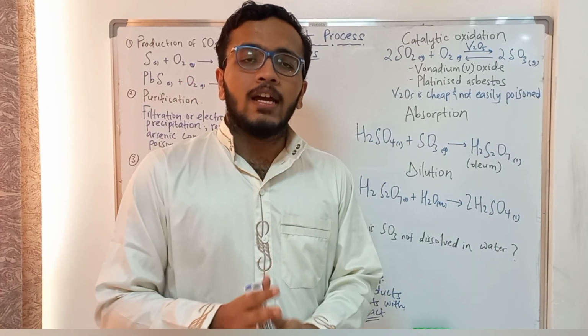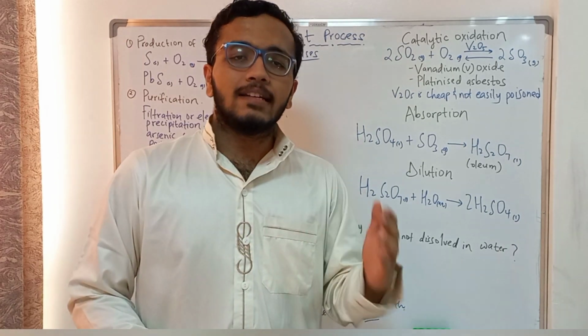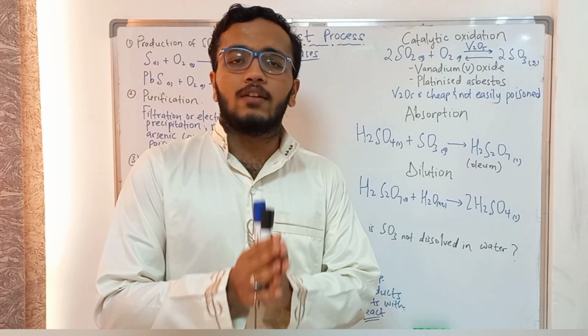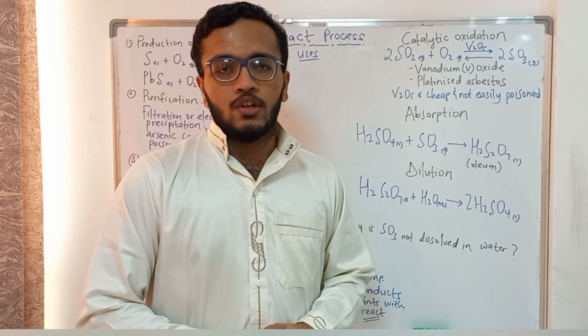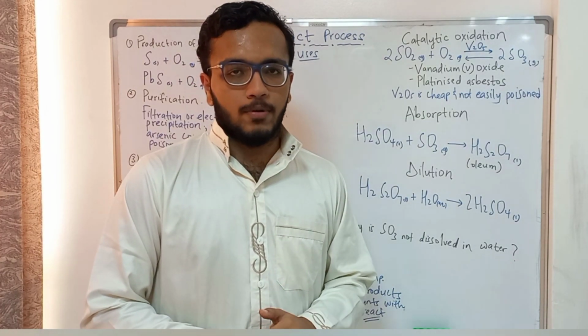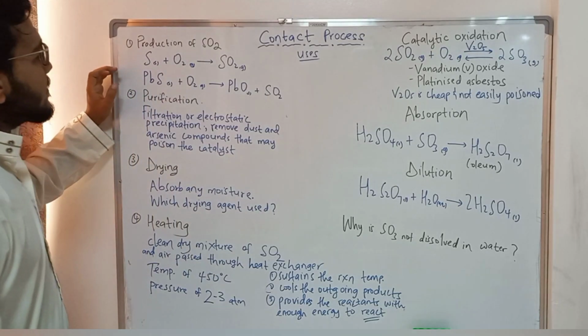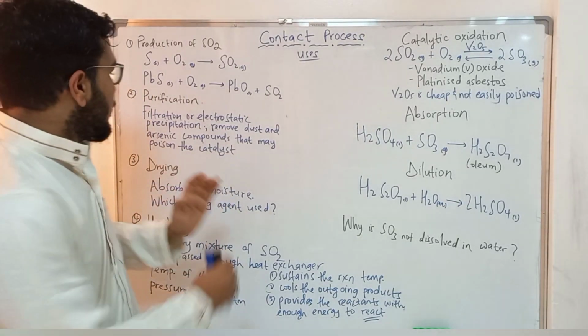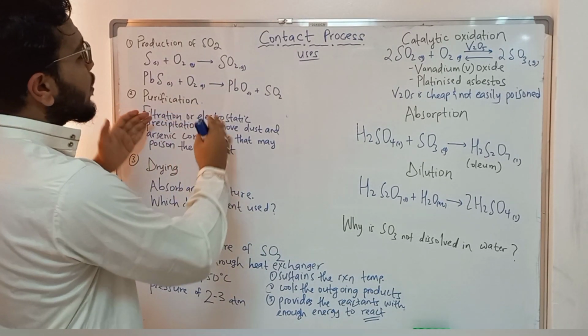So we purify. How do we purify? We pass the reactants, which are SO2 and air, through filters or electrostatic precipitation to remove dust and arsenic compounds. So our step 1 is purification. Okay, that is step 1 in the process.